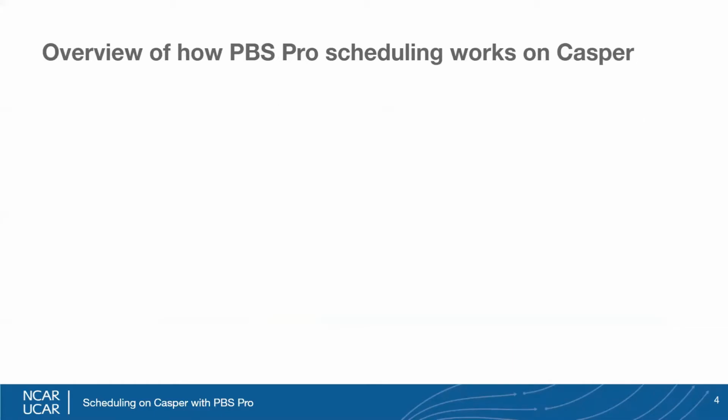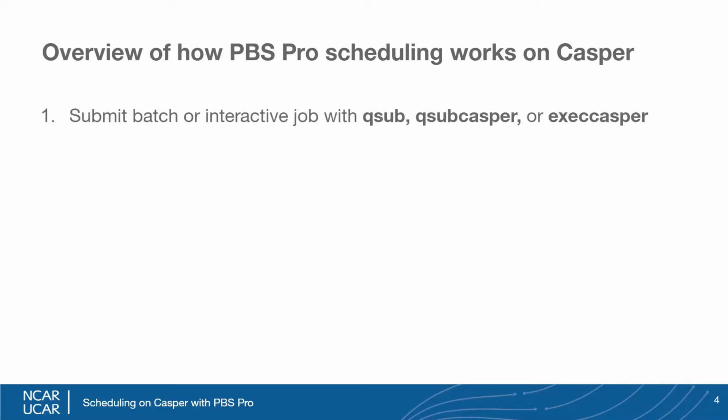Okay, so let's give an overview of how PBS Pro scheduling works on Casper. And again, this will look pretty similar to how it works on Cheyenne. You'll submit a batch or an interactive job with qsub. So the batch job would go with qsub. An interactive job, we have a convenient script called execcasper, and we'll detail all of these in coming slides. And then if you want to submit a Casper job from a Cheyenne login node, you would have to use this qsub Casper command that we've provided.